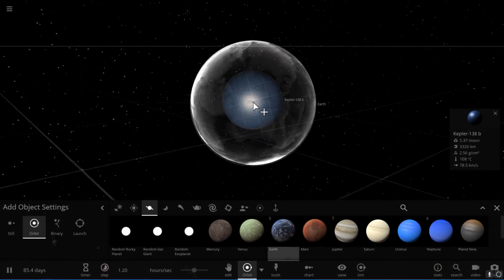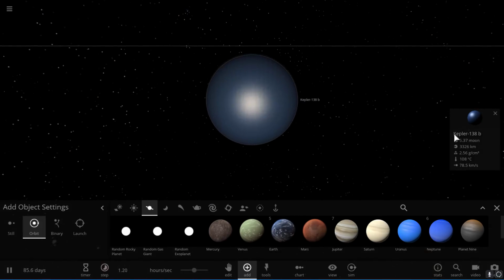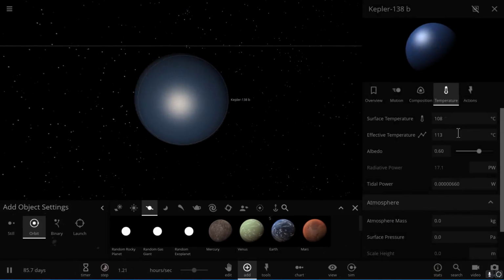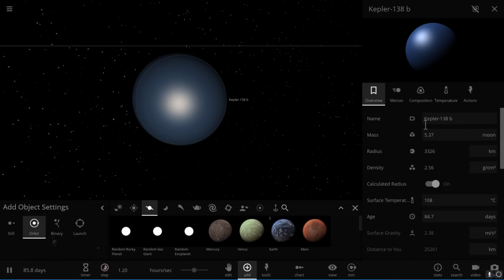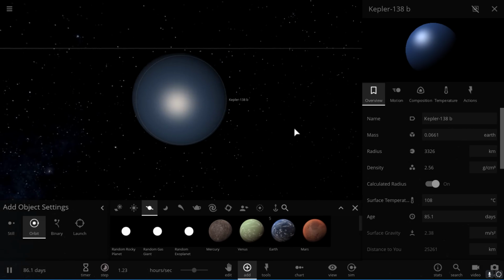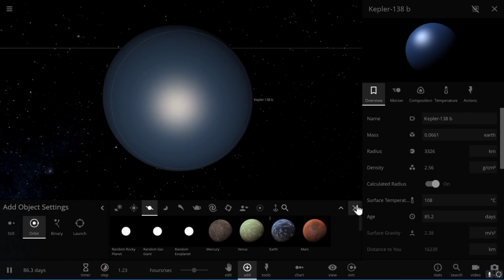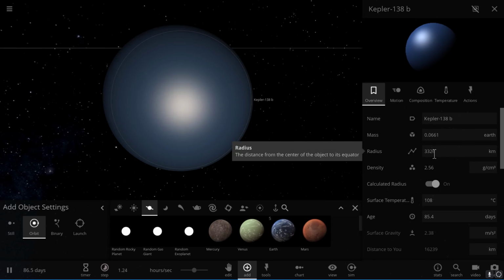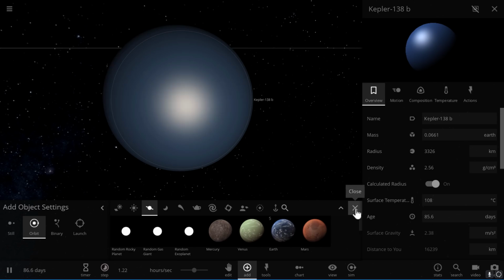In comparison to Earth, it's super tiny. And so the actual mass of this planet is currently around 5.4 masses of the Moon, or basically about 6.6% the mass of Earth. Its radius, though, is a little bit larger, which means that its density is about 2 to maybe 3 times smaller than the density of Earth.